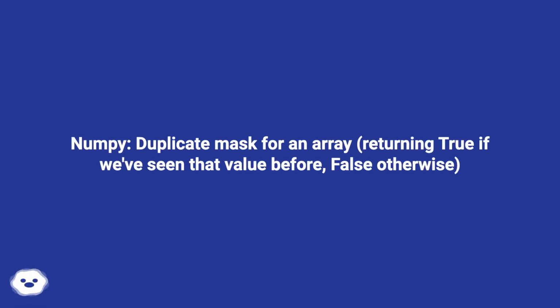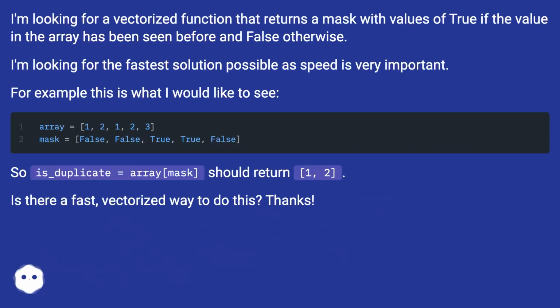NumPy, duplicate mask for an array, returning true if we've seen that value before, false otherwise. I'm looking for a vectorized function that returns a mask with values of true if the value in the array has been seen before and false otherwise. I'm looking for the fastest solution possible, as speed is very important. For example, this is what I would like to see.